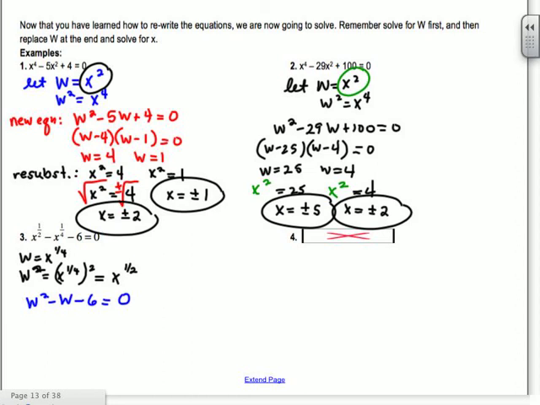I'm ready to factor. So I have W minus 3, W plus 2. They multiply to be negative 6, outer and inner combined to be negative 1. So I get W equals 3, W equals negative 2.